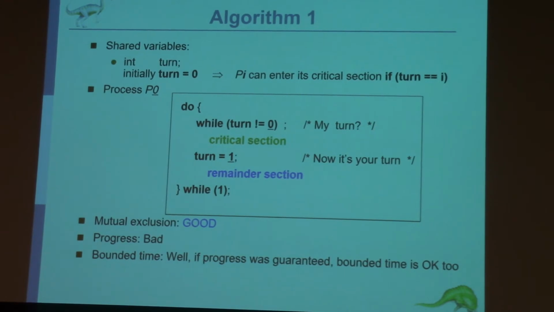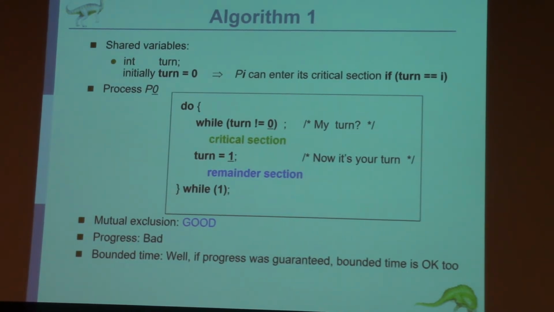Okay, so this is the simplest way to solve the critical section problem. However, we need to check whether this solution satisfies the requirements. Not only mutual exclusion, because some algorithms wait running forever. So let's see. The mutual exclusion, which means how many processes can enter the critical section?